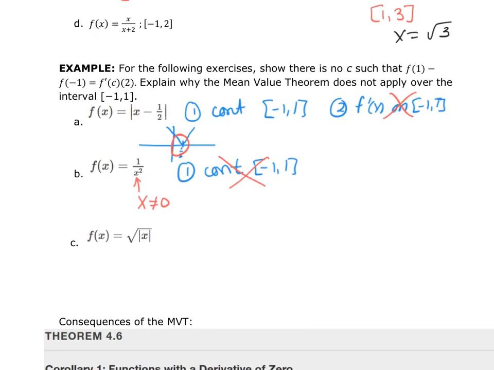My next function, again, I'm looking for continuity on the interval from -1 to 1. It is continuous. There's no place in which the square root of the absolute value of x is undefined, because if I take the absolute value of -1 and then the square root, that just gives me 1. So I don't have to worry about negative numbers. From -1 to 1, it is continuous. Then I have to ensure that the derivative exists on -1 to 1.